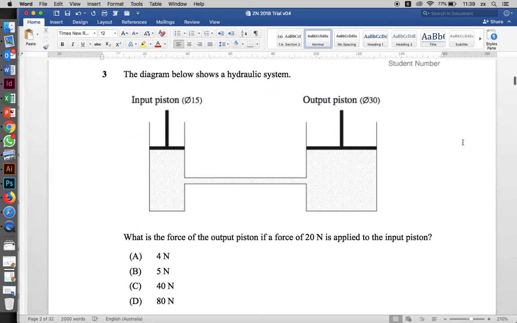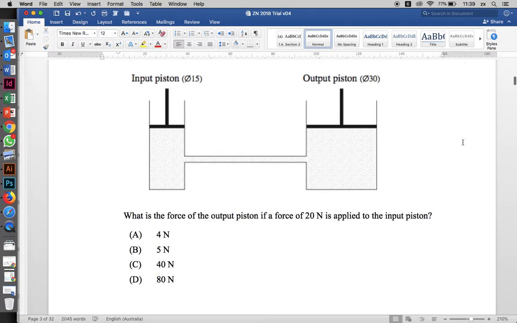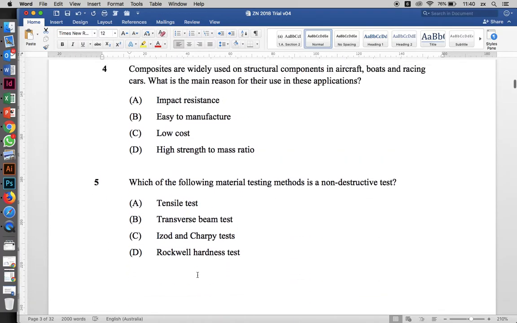Okay. So the next one is a Pascal's principle question. We have a diagram of a hydraulic system. What is the force of the output piston if the force of 20 newtons is applied to the input? The difference between the two diameters is a diameter ratio of 2 to 1. So if there's a diameter ratio of 2 to 1, that means there's an area ratio of 4 to 1. So if we've got 20 newtons in, that means we're going to get 80 newtons out. So D is correct.